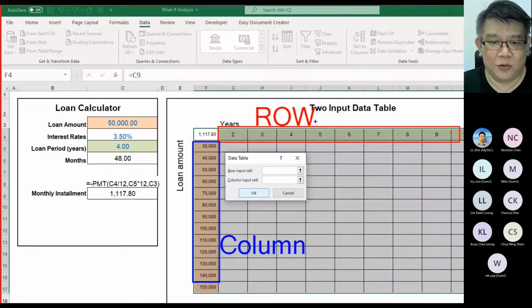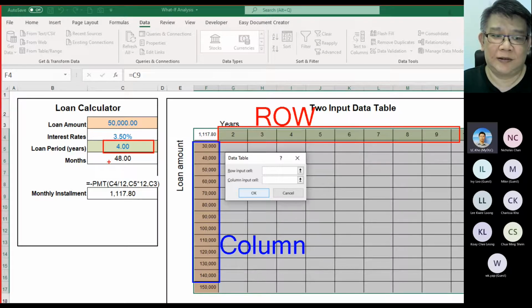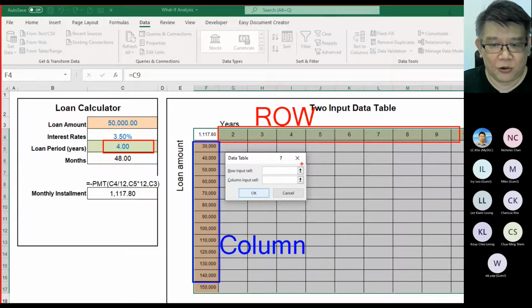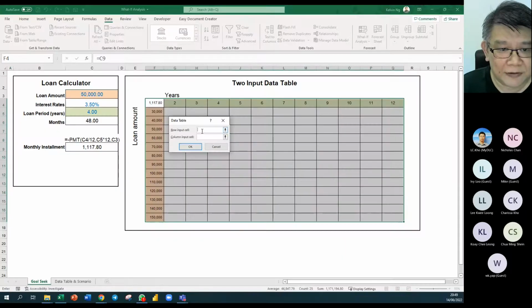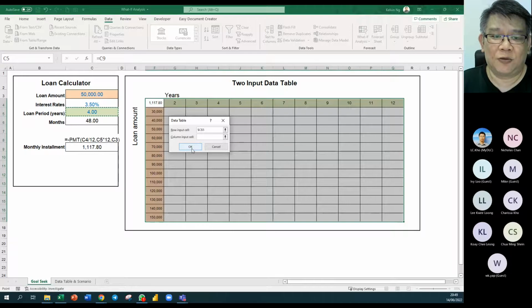Understand? So the values inside the row, 2, 3, 4, 5, 6, are representing what? Yeah, the loan period, right? So okay, row input. You are supposed to take 2, 3, 4, 5 one by one and place it inside C5. So your row input, replace what? Replace in C5. Okay, so you go to this cell, you click on C5. So what about this column, 30,000 to 150,000? You are supposed to replace what? So click inside the column input. What do you press? You press C3.